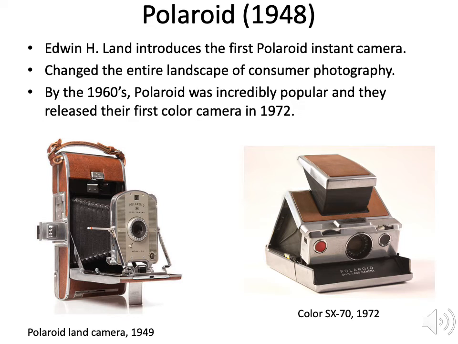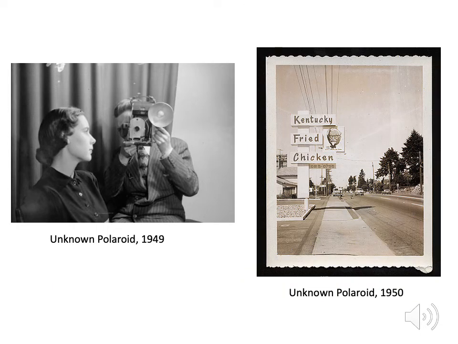So here we have the Polaroid Land camera, 1949, which was a black and white camera, and you loaded the sheets of instant paper in the back. Here we have the very popular Color XX70 from 1972 to produce color images. Here's a couple fun Polaroids that were taken in 1949 and 1950. We have a photographer with a much smaller reusable flash bulb on the left here, taking a portrait of a woman. And then we have on the right a picture of a Kentucky Fried Chicken restaurant.